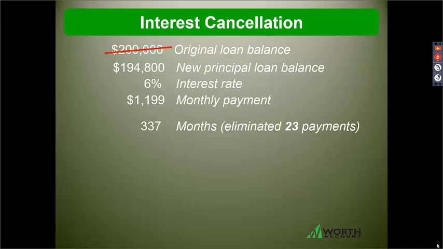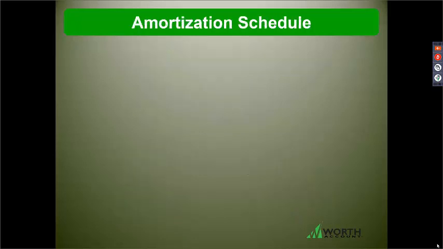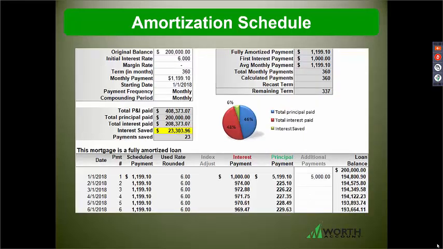But what's different is we're going to eliminate 23 payments, and we're going to now pay off our loan in 337 months. So we would save roughly $23,304 in interest. So here's our amortization schedule, dumping that $5,000 in, $23,303.96. We save 23 payments, eliminate 23 payments, and we're down to 337 months.